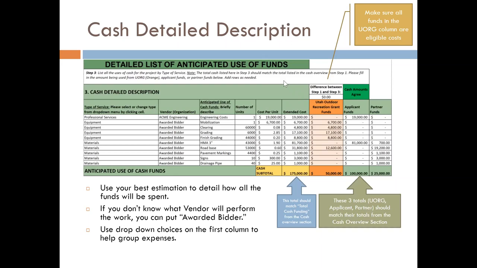After the overviews, we take a closer look at each section. Here in Section 3, with the cash detail description, you'll go ahead and put the type of service, the vendor. If you don't know which vendor you'll be going with, go ahead and put awarded bidder, and then use your best to estimate all the costs that you'll be using in your grant. Pay attention to these 3 columns, the Utah Outdoor Recreation Grant Funds, the applicant funds, and the partner funds. In the Outdoor Recreation Grant Funds, make sure all the funds in the column are eligible costs. The rest, go ahead and assign who will be paying for each for the grant budget.